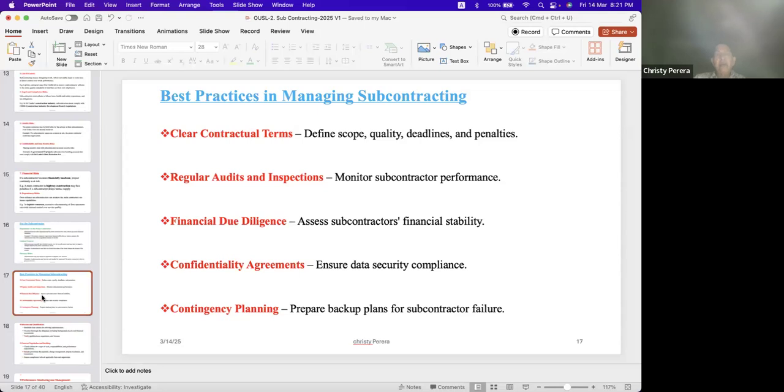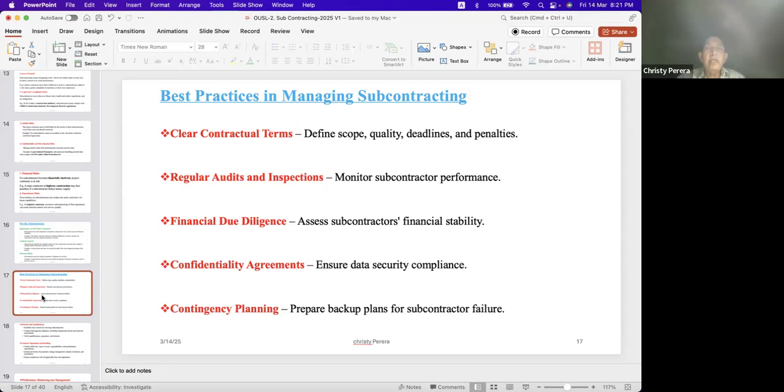Clear contractual terms. I always say the agreement, terms and conditions have to be very clear. Defining the scope, the work to be done, should be very clearly mentioned. Quality standards, deadlines, duration, and the penalties. What are the penalties that they are going to impose then?